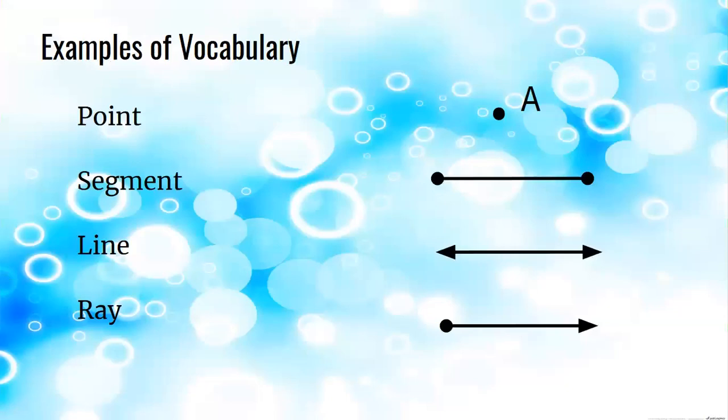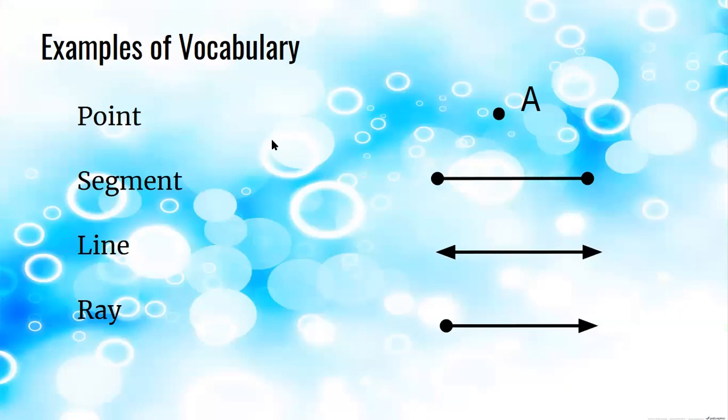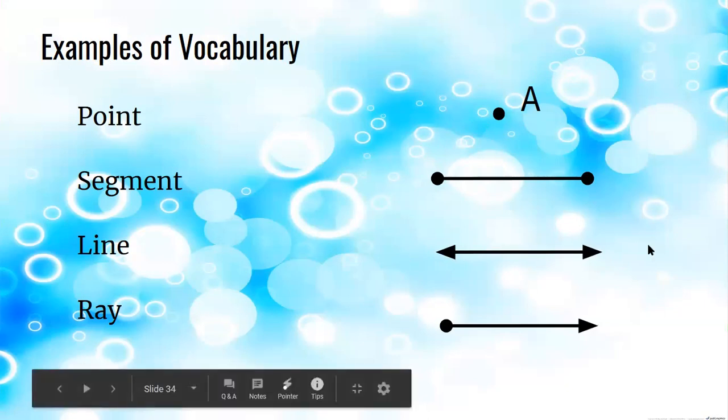Next. So I created some examples of the vocabulary just in case you're a visual learner. So here you go. So point is right here, a dot, and then a capital letter. We have a segment, two points connected by a line. And then we got line, stretching both ways, infinitely. And then we got a ray, only stretches in one direction, but starts at this point.